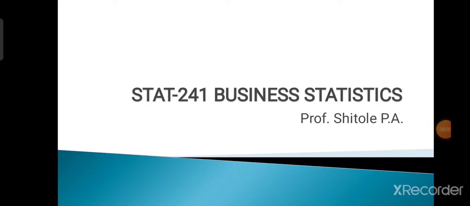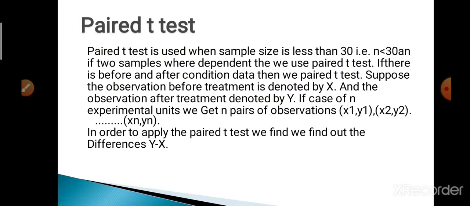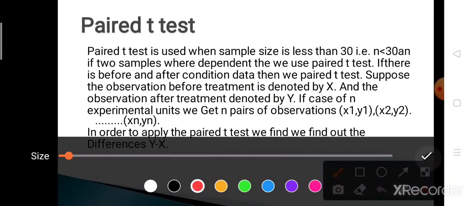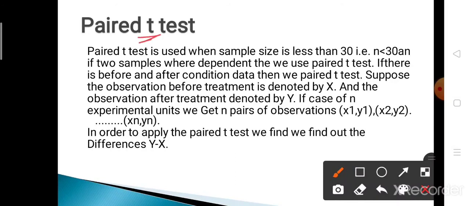Everyone. Today we are going to learn the next test in testing of hypothesis, named the paired t-test. The paired t-test is used when the sample size is less than 30.